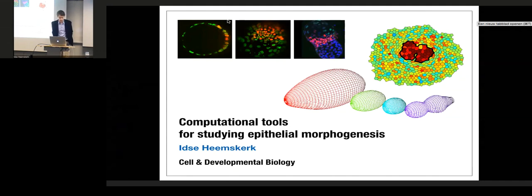So looking at some of the talks this semester, I saw a very wide range of subjects. So I've tried to keep things hopefully general enough. So this talk will be about dealing with large live image data to understand developmental processes, in particular morphogenesis and patterning.